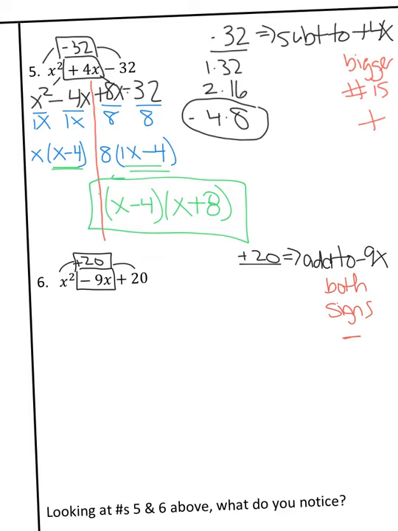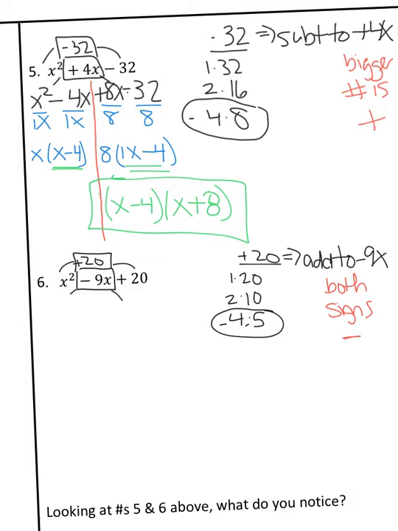So let's look at my factors. I have 1 times 20. I have 2 times 10. I have 4 times 5. Those are the factor pairs of 20. We need to add to negative 9. Both signs we're adding. So 1 and 20 is 21. 2 and 10 is 12. 4 and 5 is 9. Those are my adding, and they're both going to be negative.